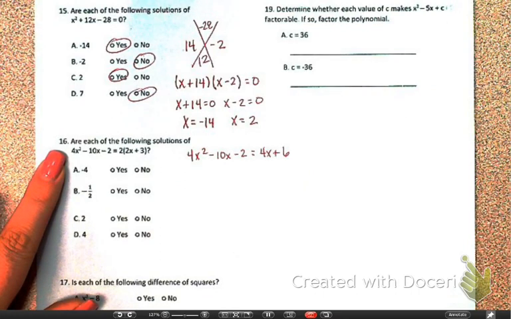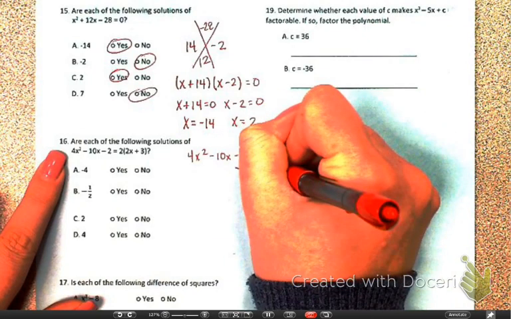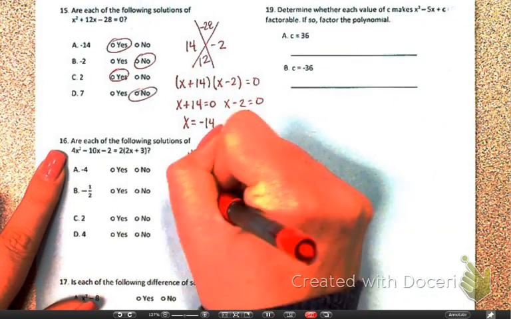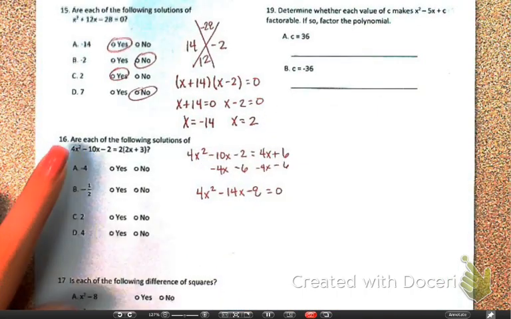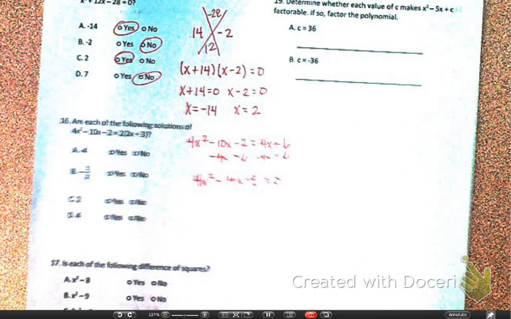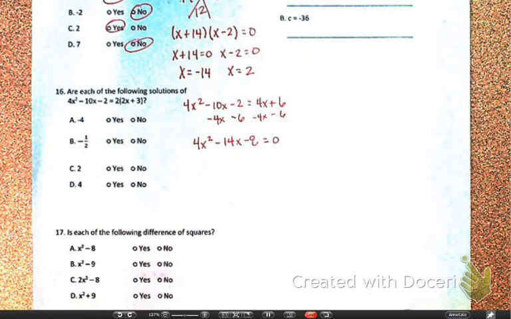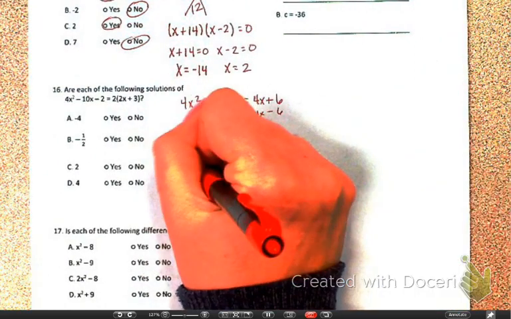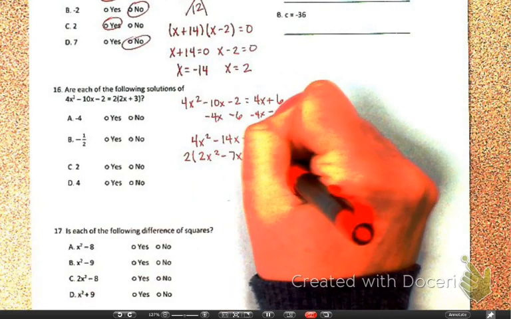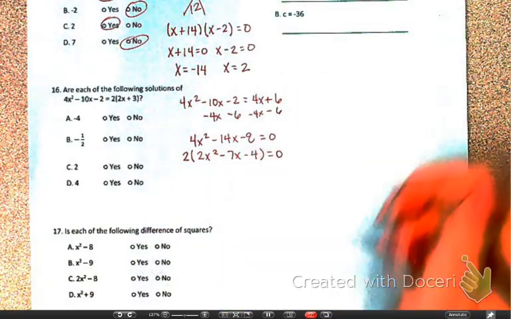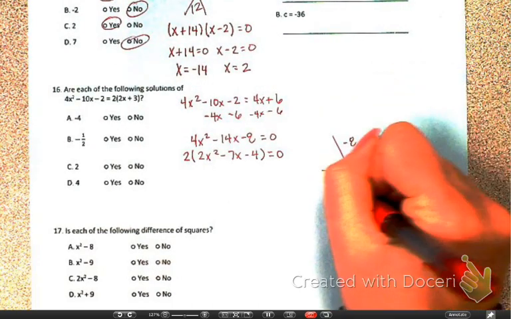What do I do to get that in standard form? Okay, subtract 6 from both sides, and I can subtract 4x, right? So I have 4x squared minus 14x minus 8 equals 0. Before I factor that, is there a GCF? What? 2. So if I pull out a 2, I'm left with 2x squared minus 7x minus 4 equals 0. I then have to factor this. So two numbers that multiply to negative 8 and add to negative 7.